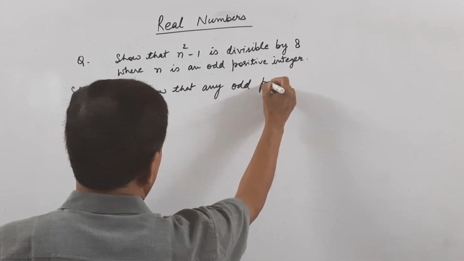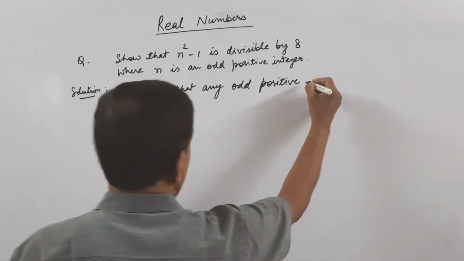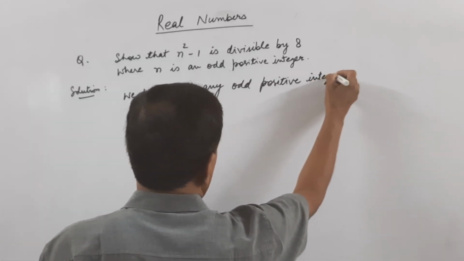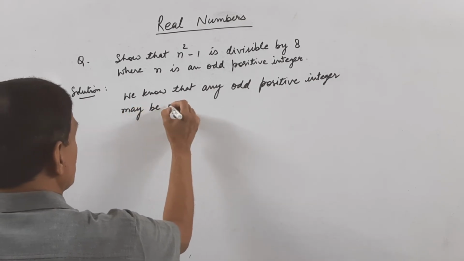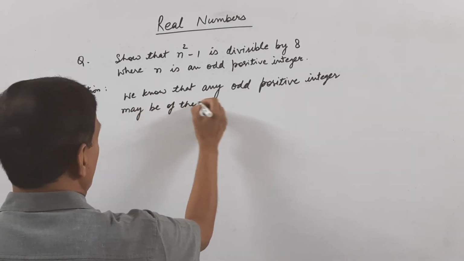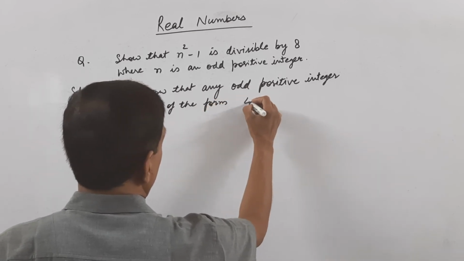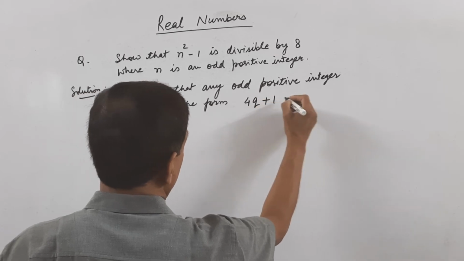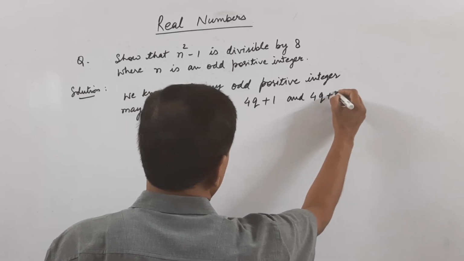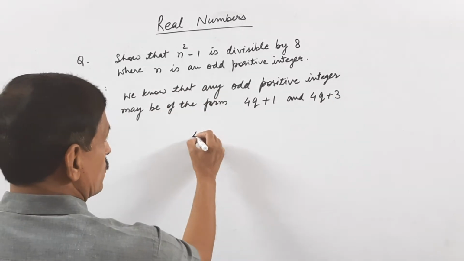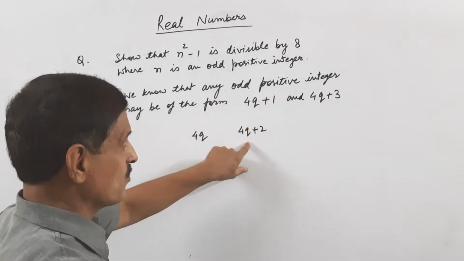any odd positive integer may be of the form 4q plus 1 and 4q plus 3. This 4q and 4q plus 2 are even integers.